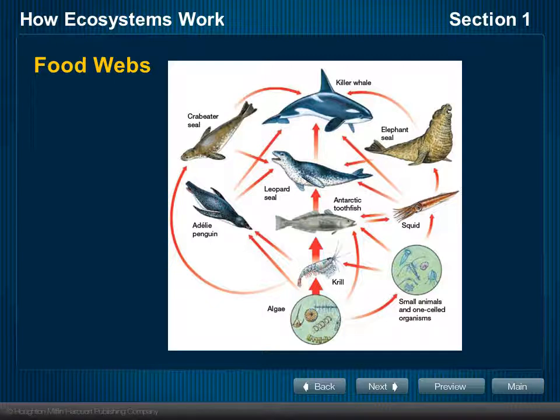The point here, guys, is that any ecosystem is much more complex than what we are able to show in a simple food chain. Also, I would point out here that the killer whale is the apex species in this food web, but the leopard seal actually seems to eat more things than the killer whale does. And so that's interesting to note. Who eats who in any given ecosystem is very, very complex.